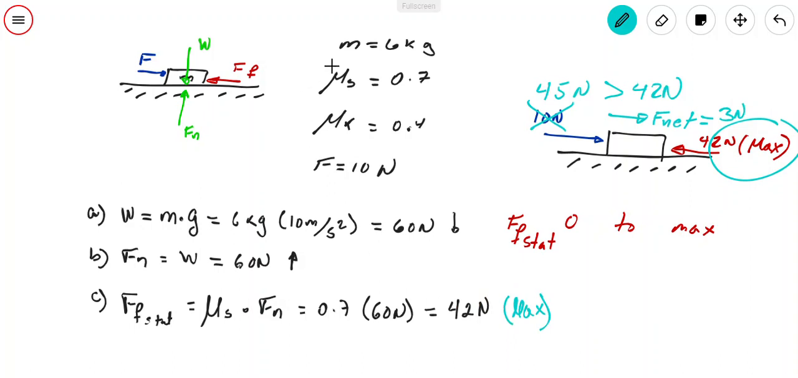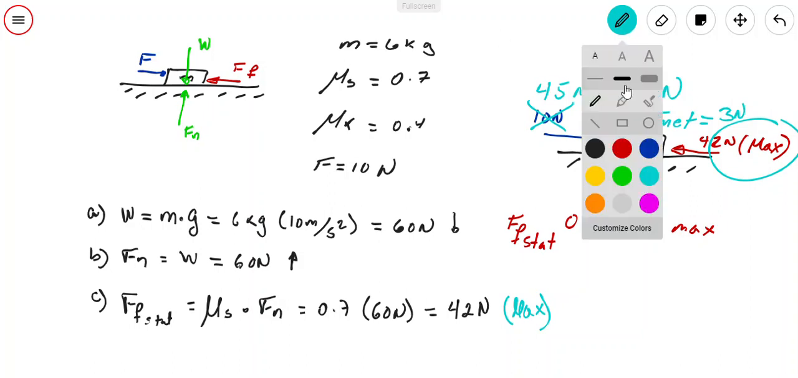Now, I think you understand that if we apply just a force of 10 newtons, this block is not going to move. If we apply a force of 45 newtons, this block is going to move. And that the force of static friction is going to be increasing as you increase the external force F that you apply on the block. So only when the magnitude of the external force is greater than the force of static friction is this block going to start moving.